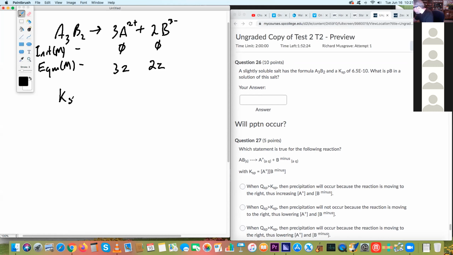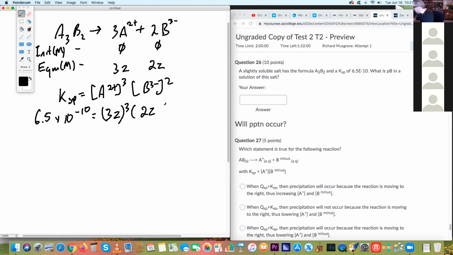The Ksp is going to equal [A2+]cubed [B3-]squared. And then we can plug in that Ksp value that we're given, 6.5 times 10 to the negative 10. And that's going to be (3Z) cubed and then (2Z) squared. Now that's going to be 108, and we get that from the 3 cubed, which is 27, and the 2 squared, which is 4.